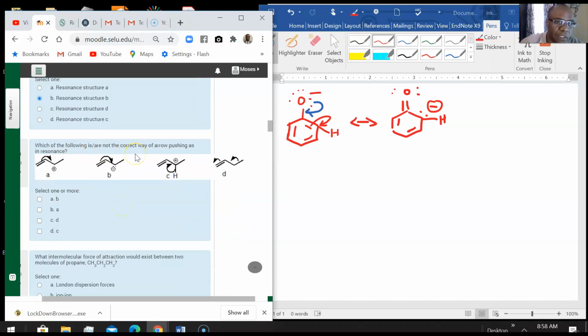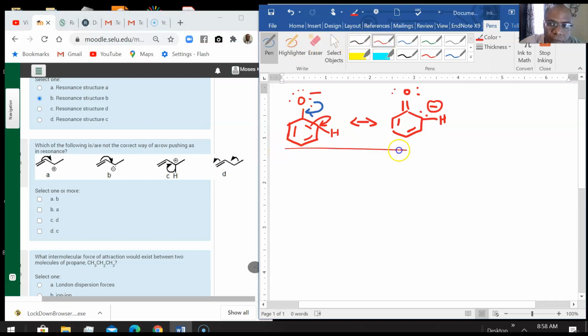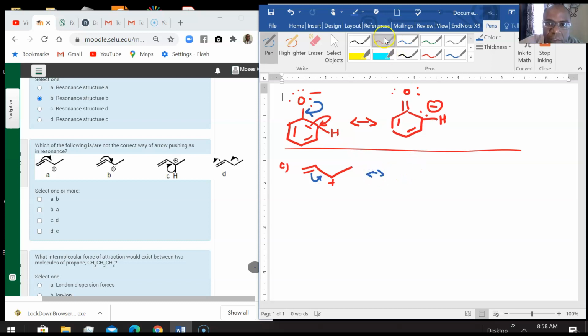Which of the following is or are not the correct way of pushing arrows in resonance? Okay, this is correct. So the first one is correct. Let's look at A. You push towards the side where there's less electrons, which is this way. The immediate resonance structure you get is going to be that. And now the plus sign will go behind, because now this CH2 right here is one bond less. Okay, so A is correct.